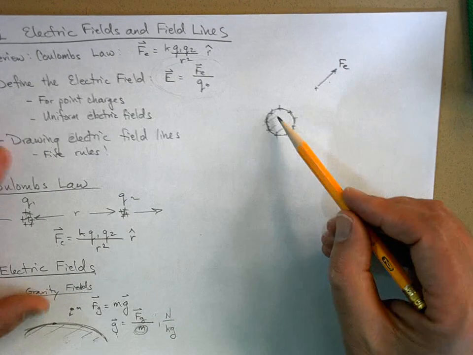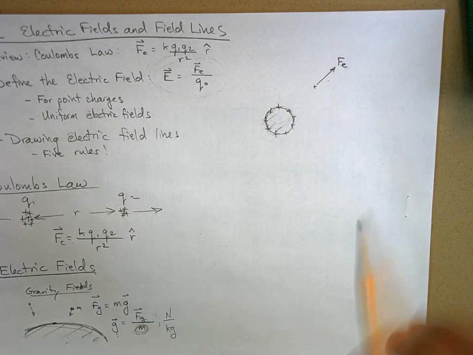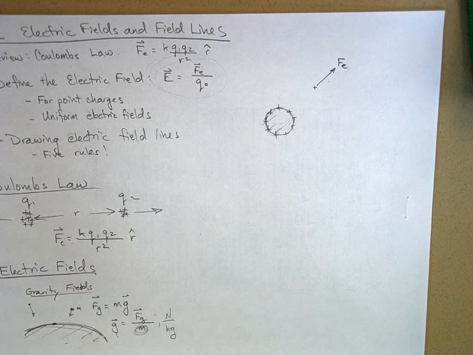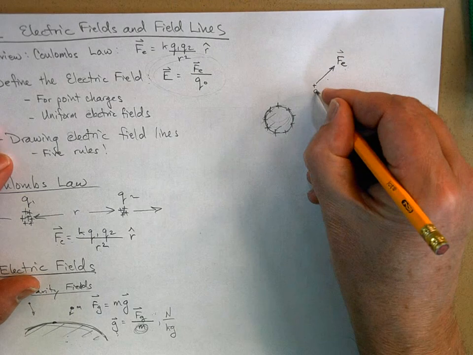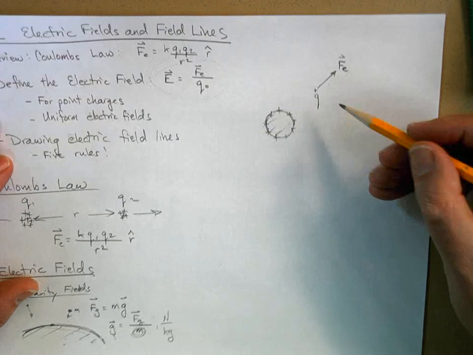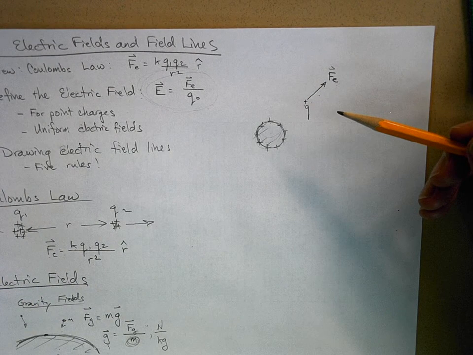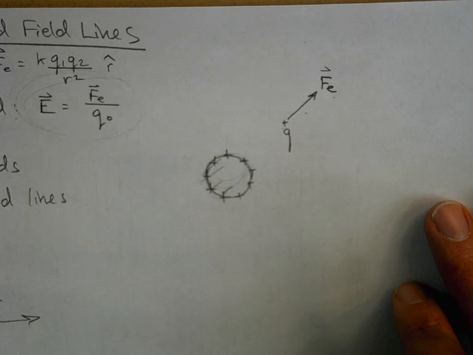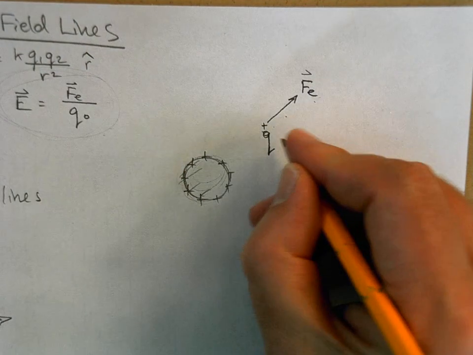Now we can use Coulomb's law to figure out what that force is. We can figure out what the electric force is for point charges anyway. But this little guy right here, that I'm just going to pick up and put in space somewhere, has charge. I'm going to call this charge that I'm going to test the electric field with Q naught.